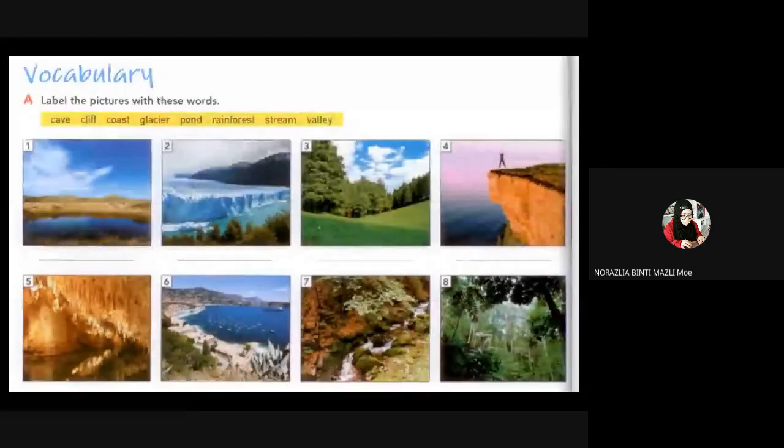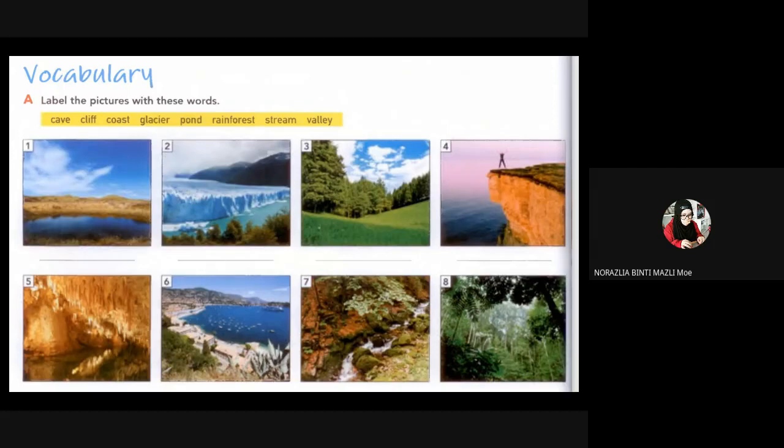Okay, class. Vocabulary A. Label the pictures with these words. Cave, cliff, coast, glacier, pond, rainforest, stream and valley. So this one, senang gila. What you have to do is label the pictures.